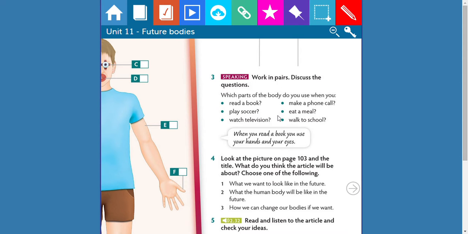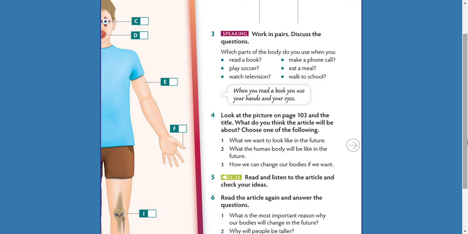Remember, it's speaking time. So for speaking time, you need to speak. No writing, no listening, just speak. Let's continue with number 4. Look at the picture on page 103 and the title. What do you think the article will be about? Choose one of the following, not titles.